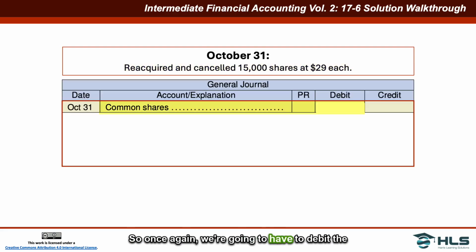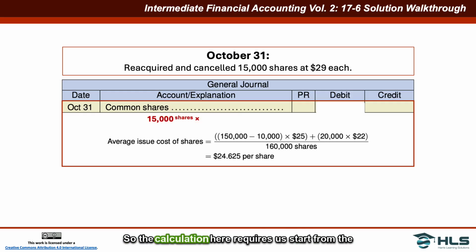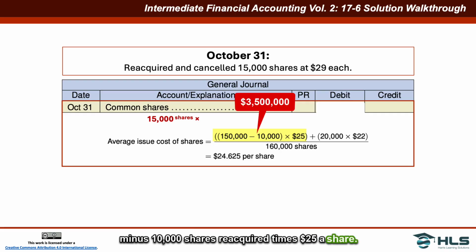So once again, we're going to have to debit the common share account for 15,000 shares times the average issue price to date. The average issue price of shares will only change when the company issues new shares. And in this case, the company issued shares twice at two different prices. So the calculation here requires us to start from the beginning where we had 150,000 shares issued minus 10,000 shares reacquired times $25 a share. That's a total of $3,500,000.